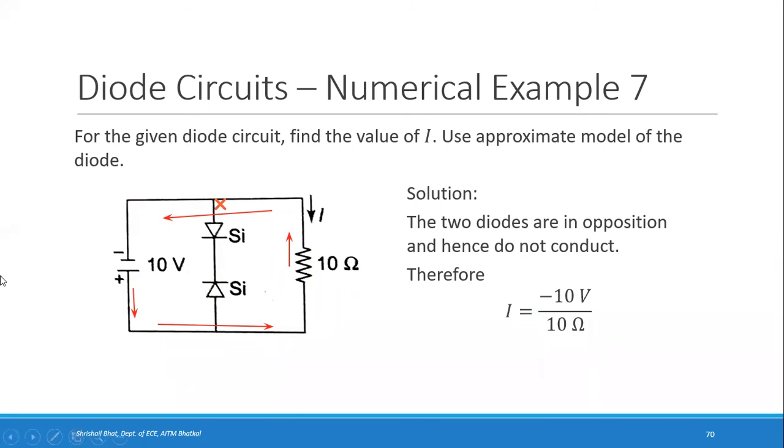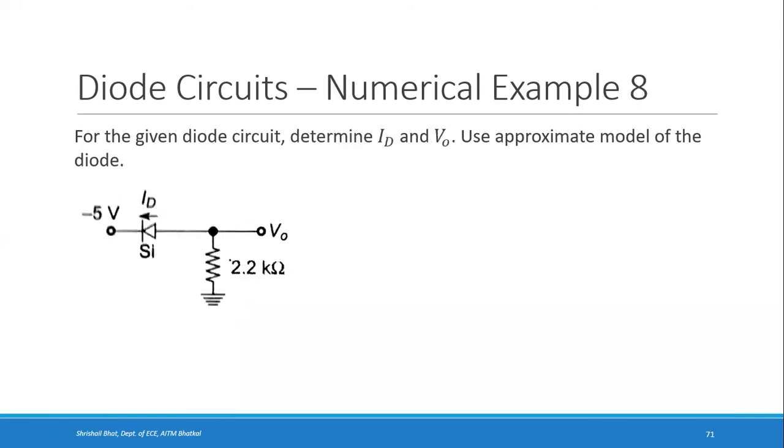Current will be negative because here there is negative 10 volts. If it was shown in this direction, it would be positive, but since it is in this direction, it is minus 10 volts divided by the resistance. Voltage divided by resistance is current, right? The applied voltage is minus 10 and the resistance is 10. So if you find that, it will be minus 1 amp. Yeah, correct. Minus 1 amp.